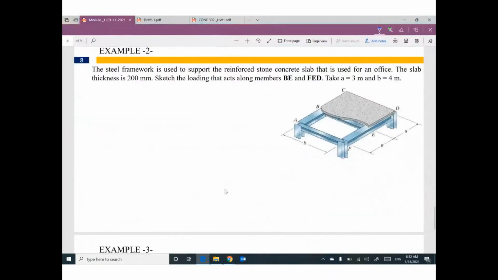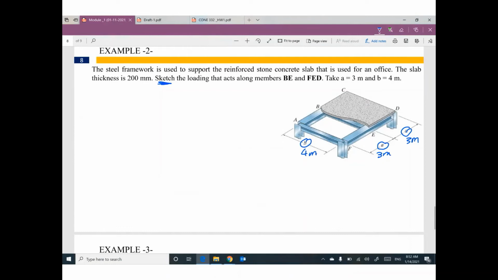Okay, one more time. We have a steel framework used to support the concrete slab. The slab thickness, I don't care. We need to sketch the loading that acts along member BE and the member FED if dimension A equals 3 meter, dimension B equals 4 meter.